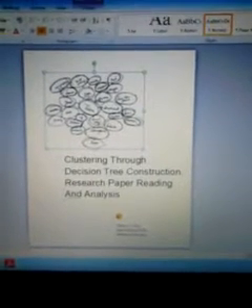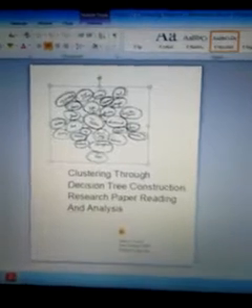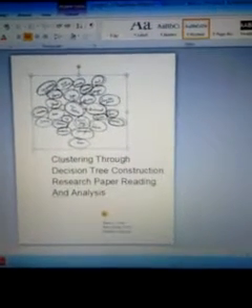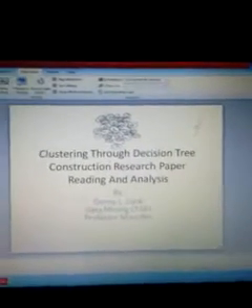If you look here, you will see the actual PowerPoint where I am describing the clustering through decision tree construction, research paper reading and analysis. This is the actual paper here with the algorithm, and here is my PowerPoint. So instead of reading through the paper, as you can see, this is the paper here with the introduction.